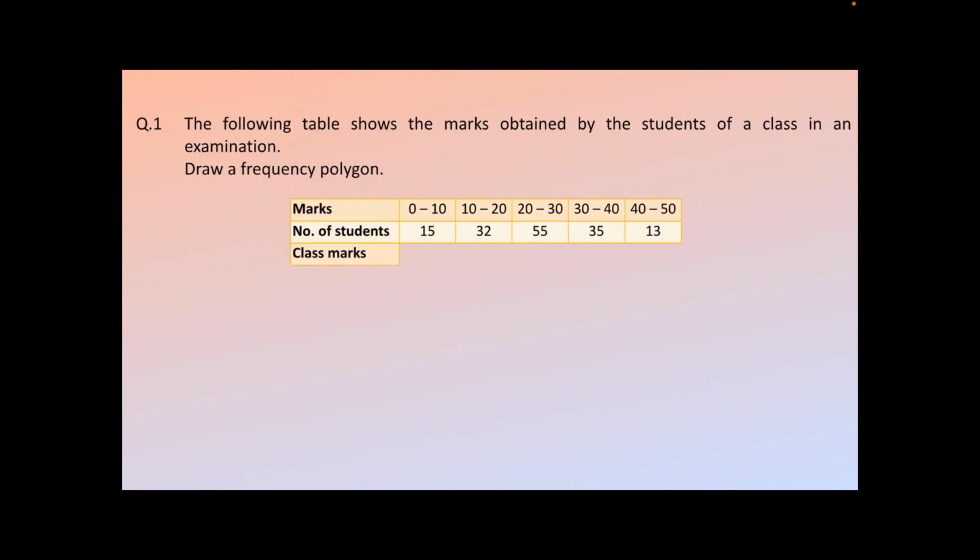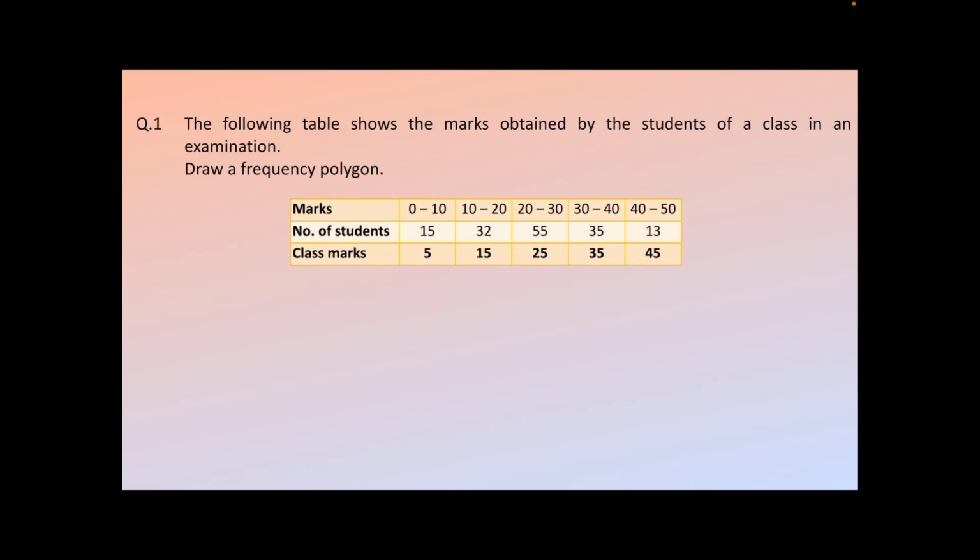The class marks are the midpoints of every class interval. The midpoint of the first class interval 0 to 10 is 5. You can get this by adding the upper limit and the lower limit, 0 and 10, and then dividing the answer by 2. So, 0 plus 10, that is 10, divided by 2, that is 5. So the average of the upper class limit and the lower class limit will give you the class mark. Similarly, we find the class marks for all the given class intervals.